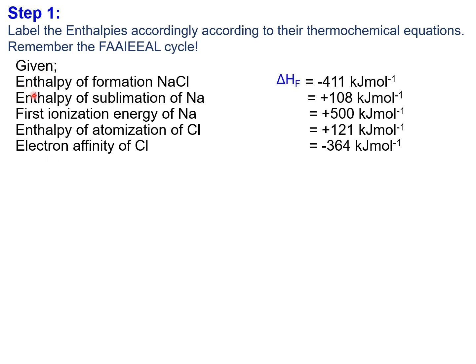Okay, and the first one you know that this is the enthalpy of formation. Okay, and next ialah enthalpy of sublimation or as known as atomization. In this case, since Na ialah a metal element, so it's going to be atomization for metal Na. First ionization energy of Na ialah di mana Na ni dia dapat positive single charge, okay, Na plus. Enthalpy of atomization of Cl ialah enthalpy of atomization untuk non-metal elements, and lastly ialah electron affinity of Cl di mana Cl dapat charge negative.